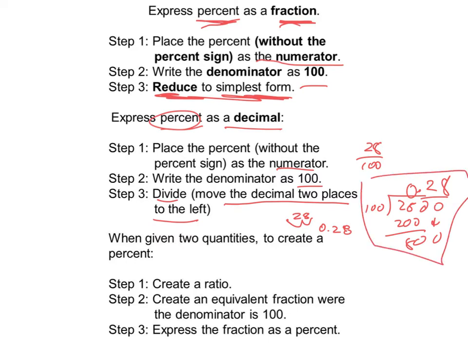When given two quantities, to create a percentage, you create your ratio. And then what we want is 100. So whatever they give us, the number out of however many, part over whole, and then we're going to create an equivalent fraction by multiplying that by some number to get 100. Then we multiply the top by that same number, and that is your percent. So we'll see some of those in action.